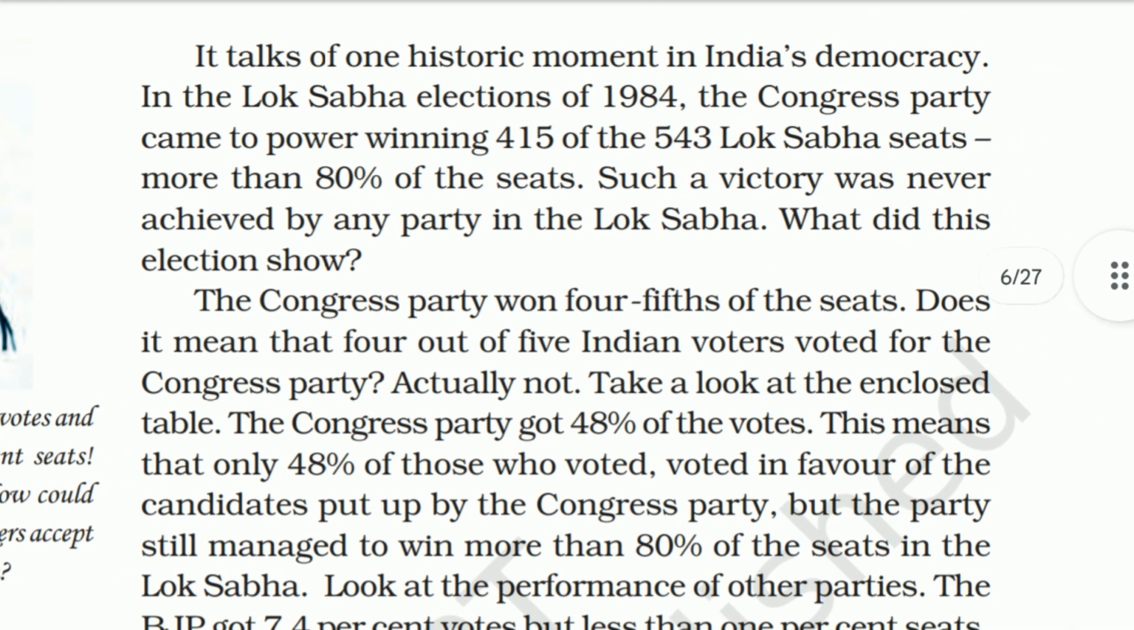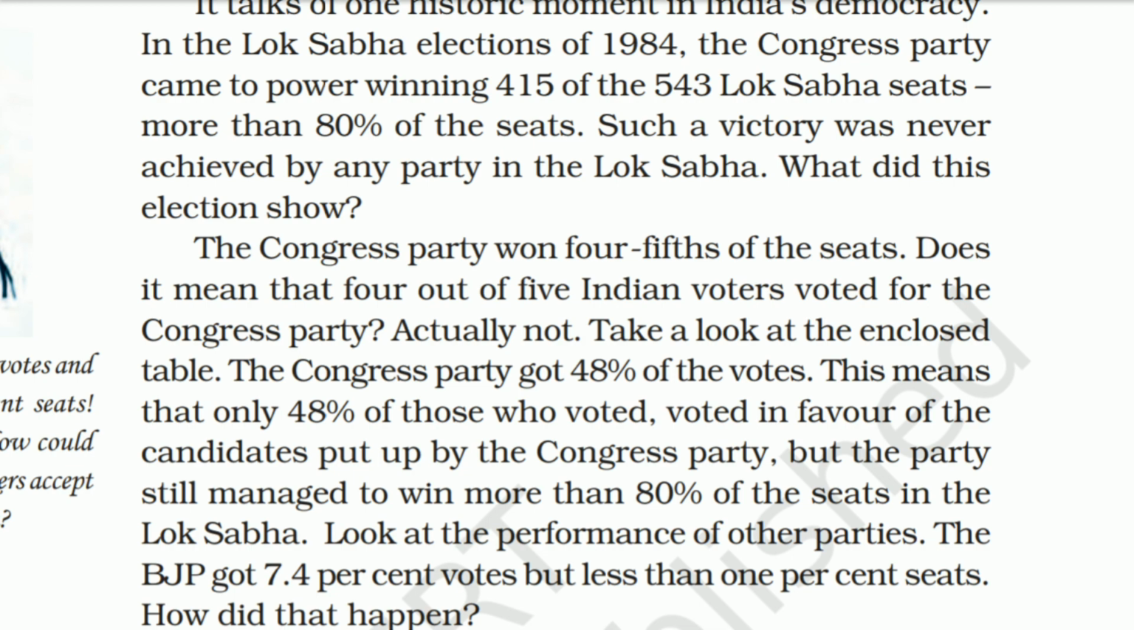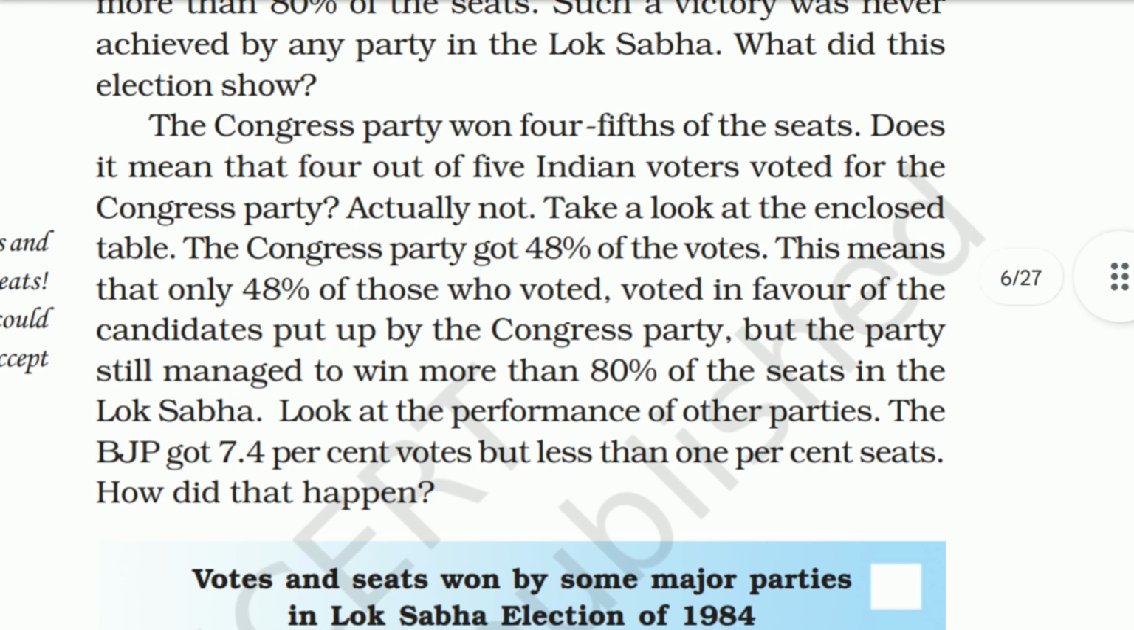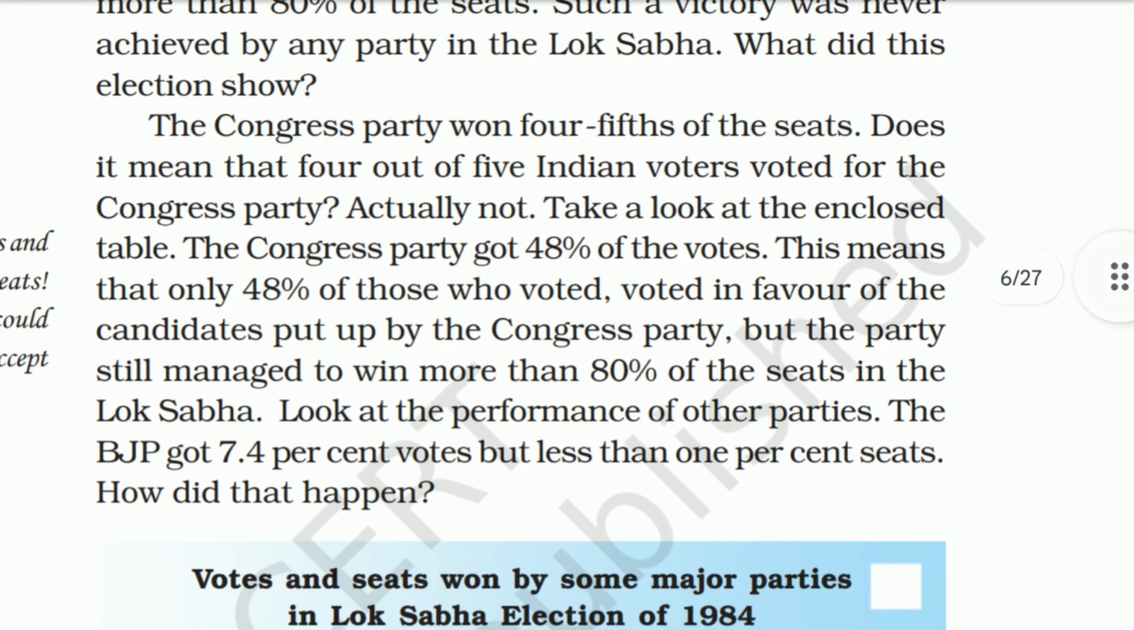So it talks of one historic moment in India's democracy. In the Lok Sabha elections of 1984, the Congress party came to power, winning 415 of the 543 Lok Sabha seats, more than 80% of the seats. Such a victory was never achieved by any party in the Lok Sabha. What did this election show? The Congress party won 4/5 of the seats. Does it mean that 4 out of 5 Indian voters voted for the Congress party?